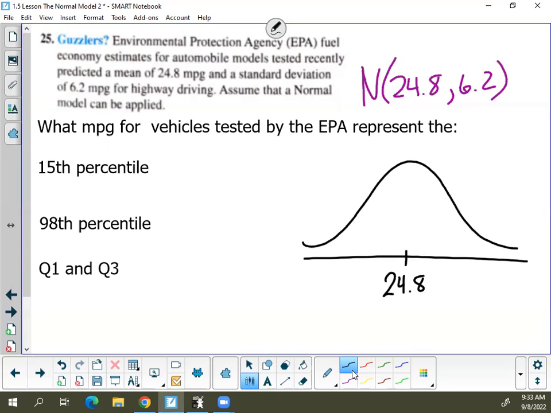And so we want to know, what is the miles per gallon for a vehicle that represents the 15th percentile? The 15th percentile would be the lowest 15%. And so that would be somewhere here. That's what we're going to look for. What is this value that cuts off the lowest 15% of vehicles and their fuel economy? And so we can use the calculator.